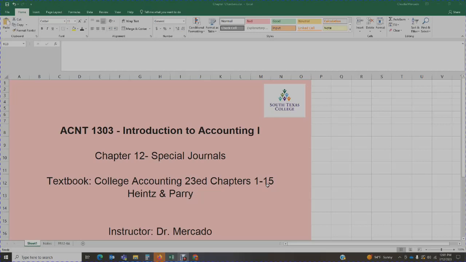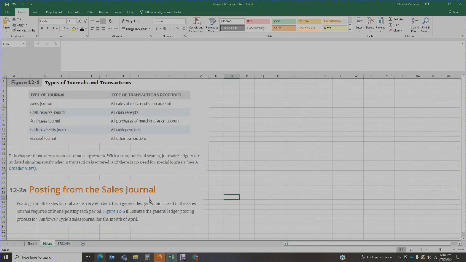So using special journals allows for time management. We keep track of certain information on these special journals and then we only record one entry at the end of the month. These are a great alternative for small businesses or businesses that use a manual accounting system. Before I begin, let's go over some types of journals and transactions that we are going to be exposed to in this chapter.